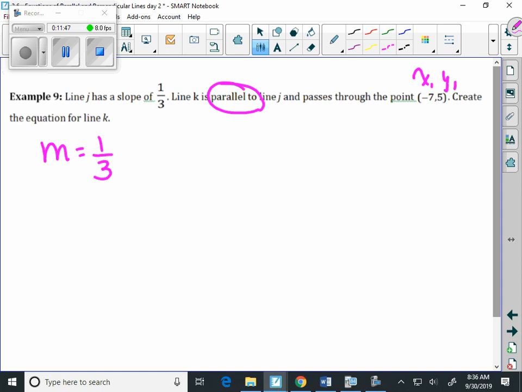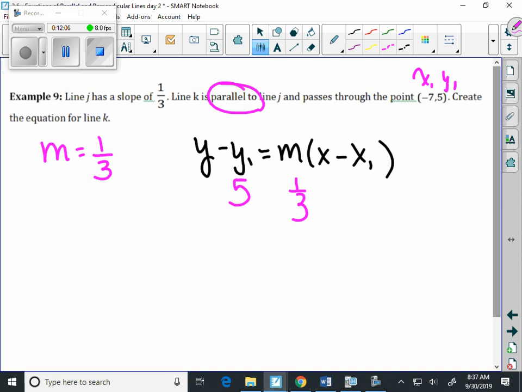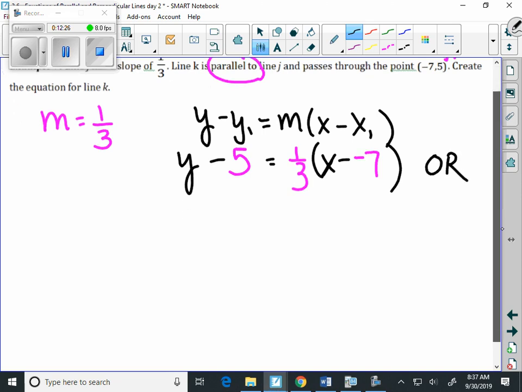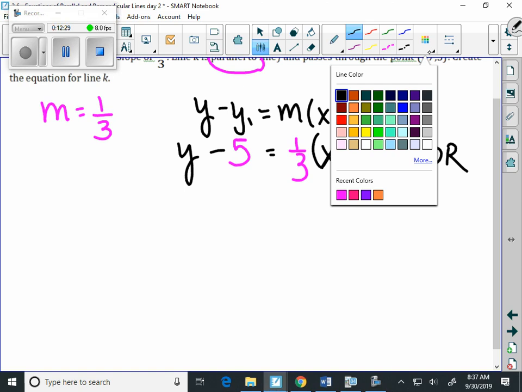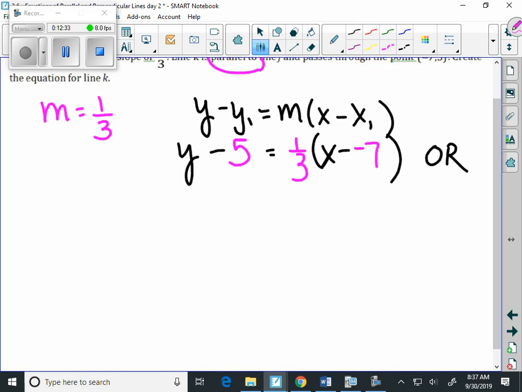So now we have all the information we need to go back and fill in y minus y1 equals m times x minus x1. We fill in our values. y1 is 5, our slope is 1/3, our x value is negative 7. So we have y minus 5 equals 1/3 times x minus a negative 7. Again, you can leave it like that. Not my favorite way, but that's more because I've taught algebra for so long. The state test takes it, so I need to be in sync with that. We get y minus 5 equals 1/3 times x plus 7.